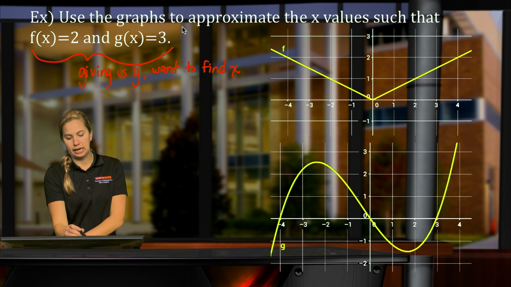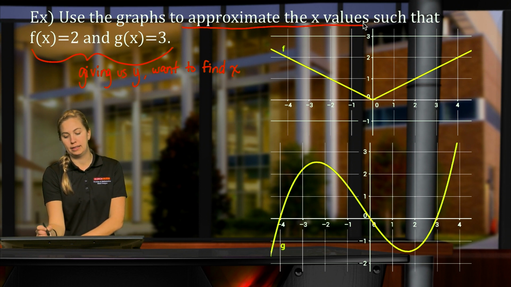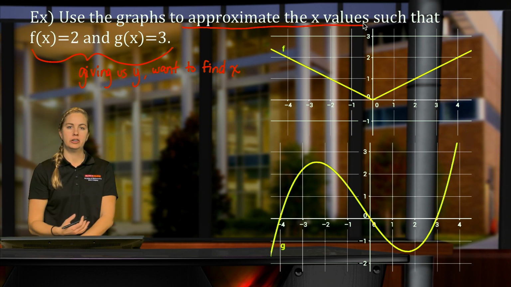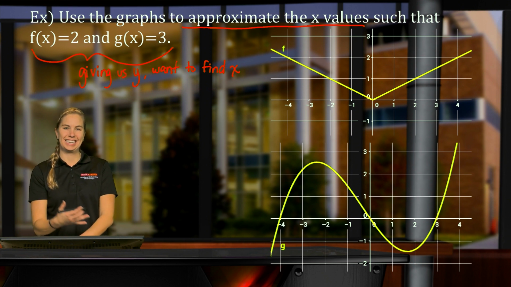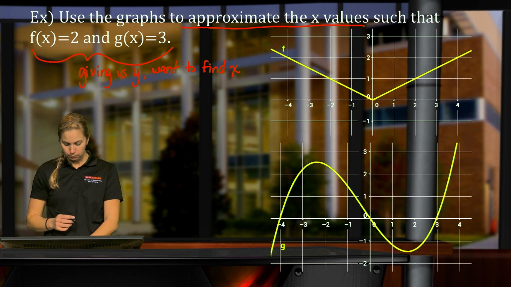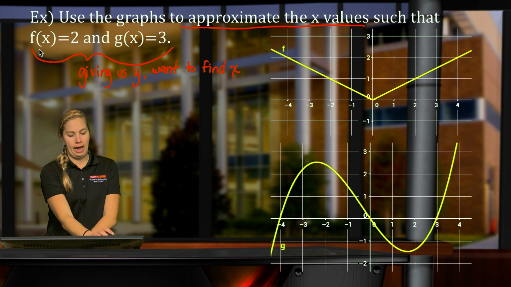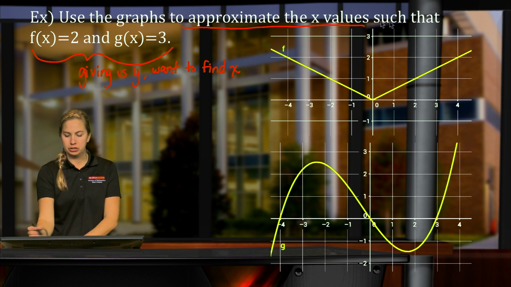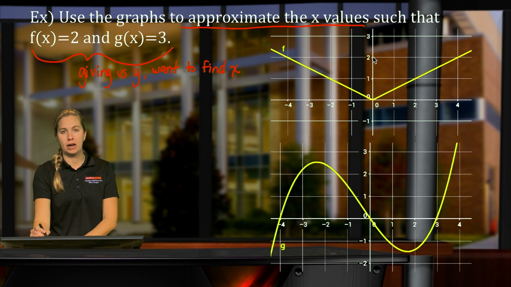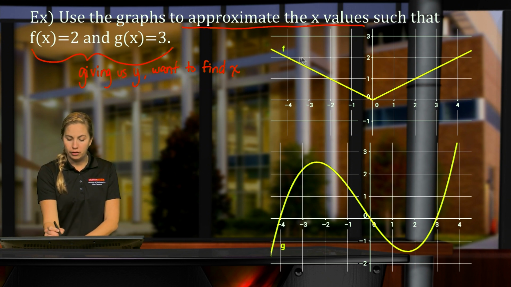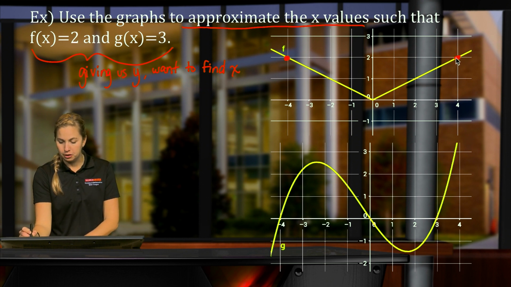Now that's also stated here when they say approximate the x values, but again, understanding the notation is important in case that's not part of the directions. So f of x equals 2. Here's the graph of f of x. They're giving us the y value, so they're telling us that the y value is 2. Now where on this graph do I have a y value of 2? I have one here and another point here.